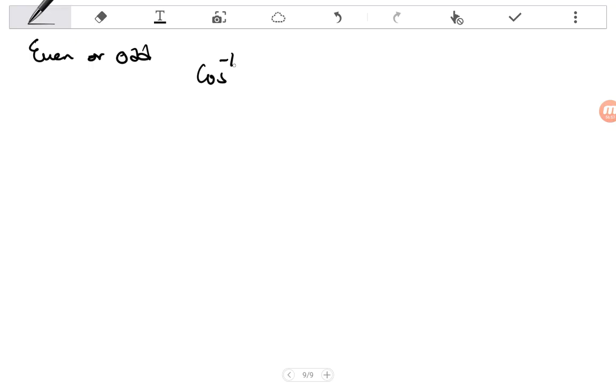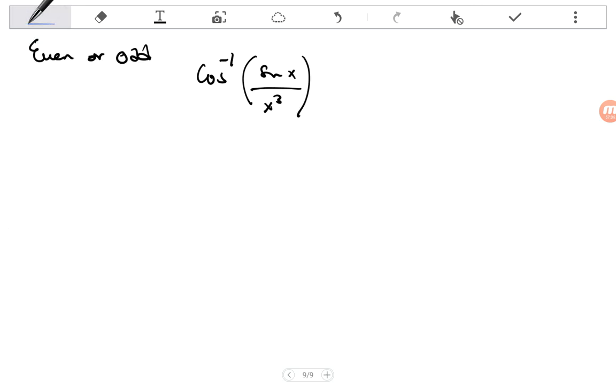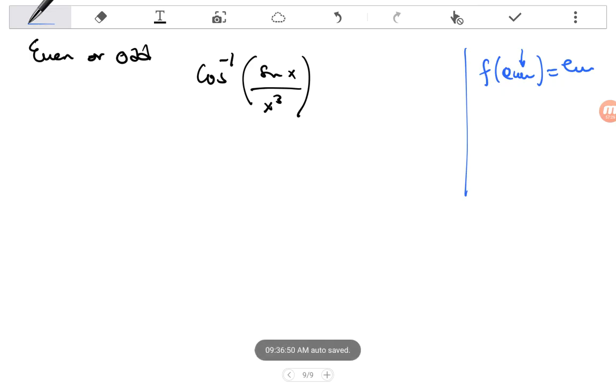Now if I have this problem, cosine inverse of this function, sine x over x cubed, and I need to find the symmetry of this function. Is it even or odd? I've learned that I have two main rules for composition of functions. If the inside function, the input function, is even, then the result will be even, whatever f was. If the inside function is odd, then the result will be as f.